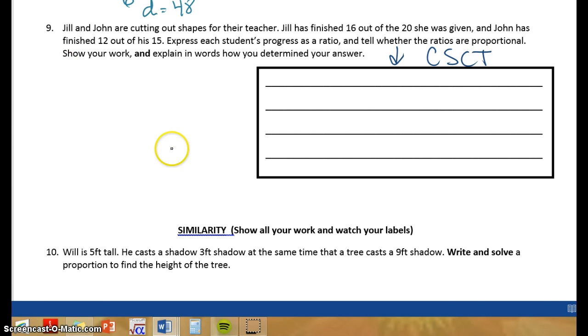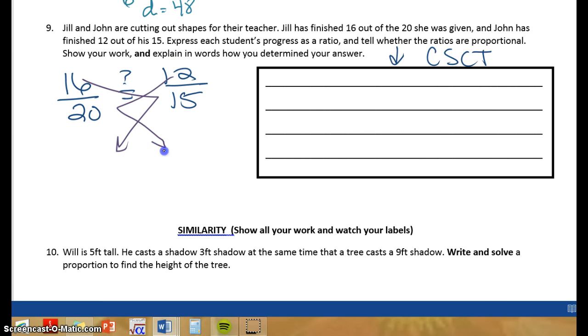Now over here on the left of this box, we're going to set up two proportions to see if they actually are proportional. So we'll set up 16 out of 20 here, and we're determining whether it is equivalent or proportional to 12 out of 15. So we again are going to use our cross products to determine that. 16 times 15 is 240. 12 times 20 is also 240. So from that alone, we can tell that they are proportional.